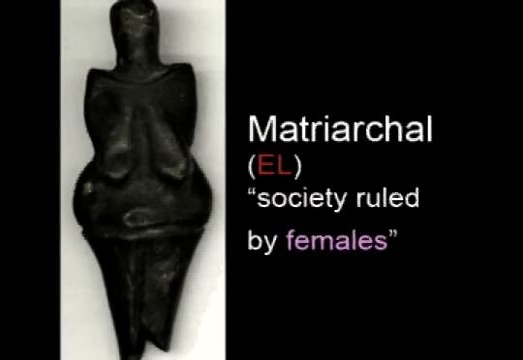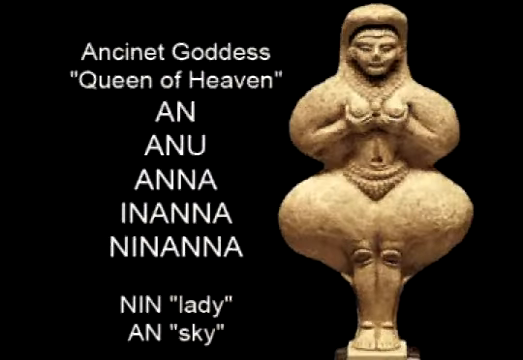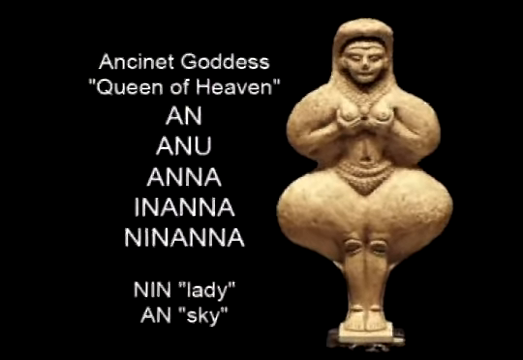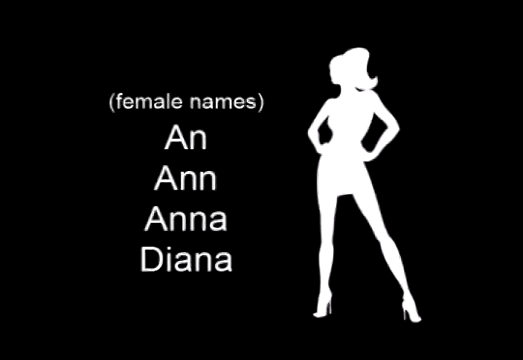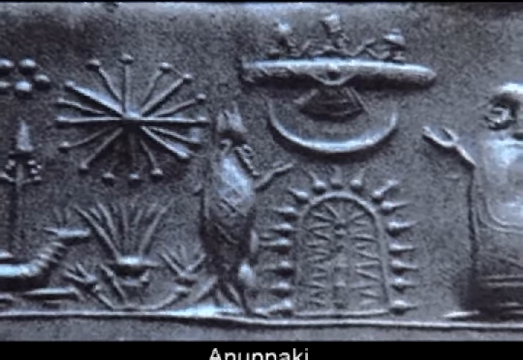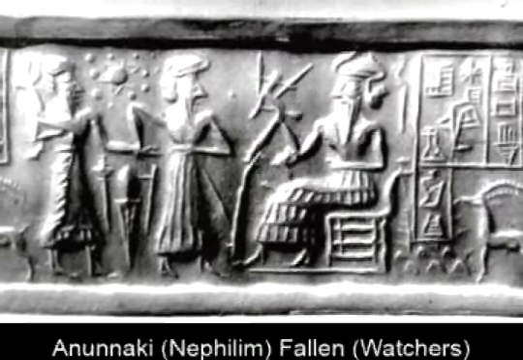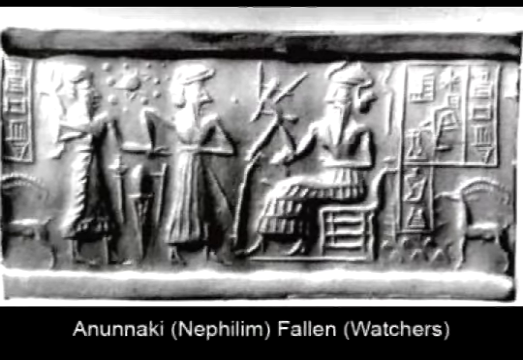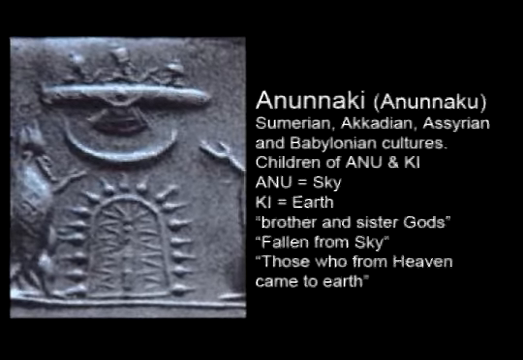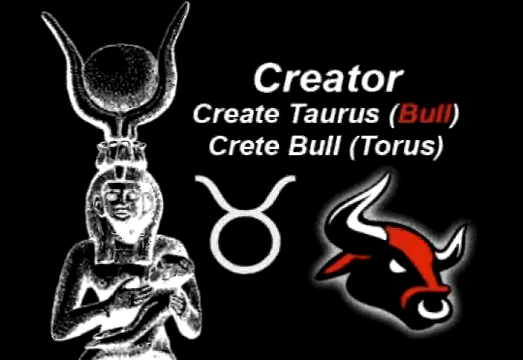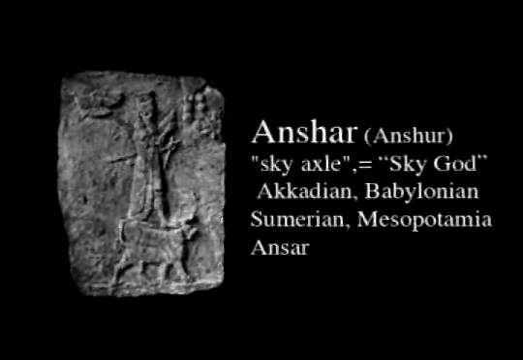And remember that An was the female deity as well as the male deity. But since the matriarchal worship came before the patriarchal worship, the word An or Anna represents the female. That's why we have today names like Anna or Diana. And the Sumerian An gave birth to the Anunnaki, those who from heaven came to earth. An means the sky or the heavens, and Ki is the earth. These are known as the creator gods, like the god Anshar, who is also known as the sky axle or the sky god.